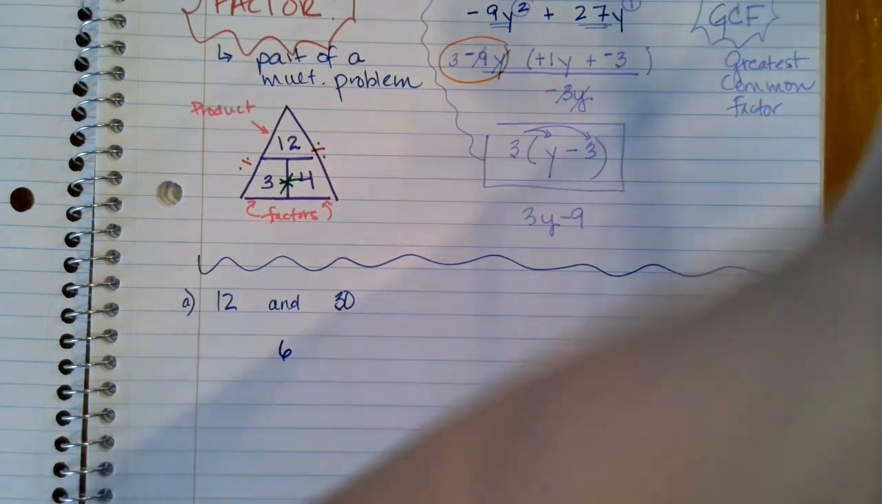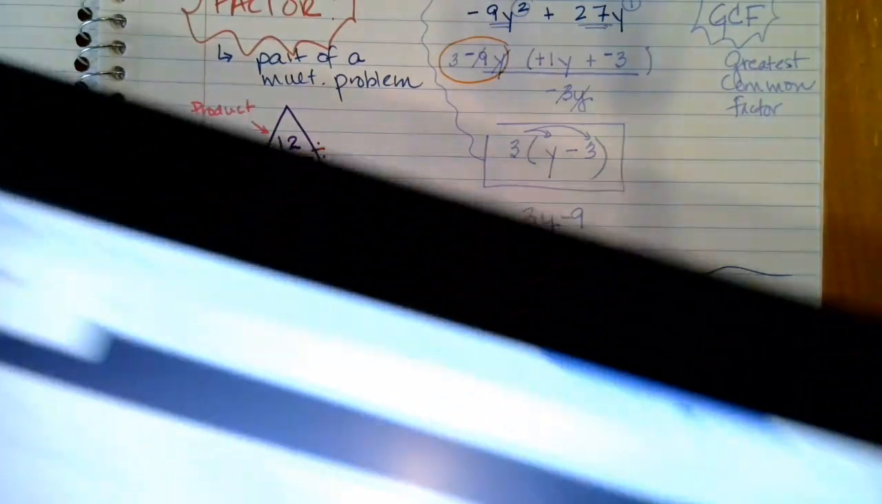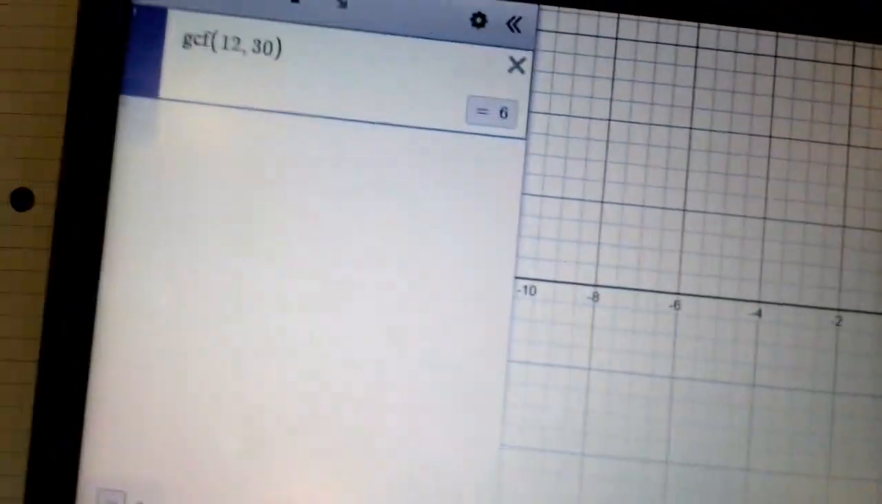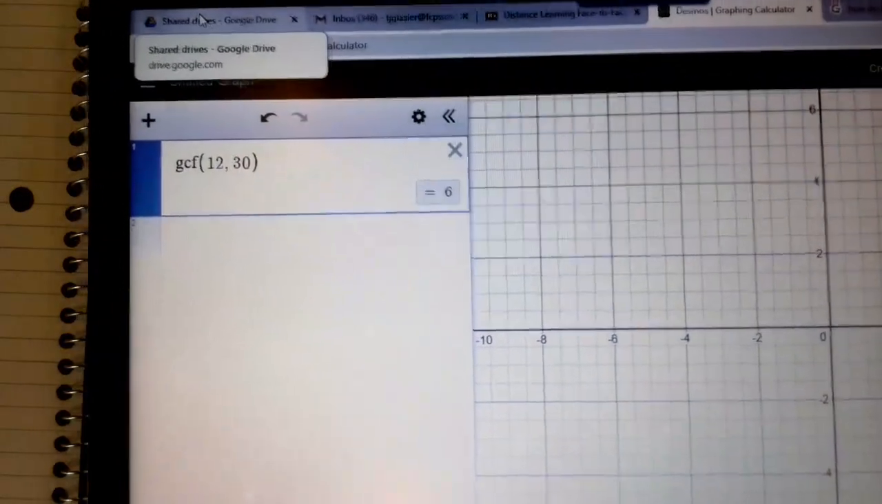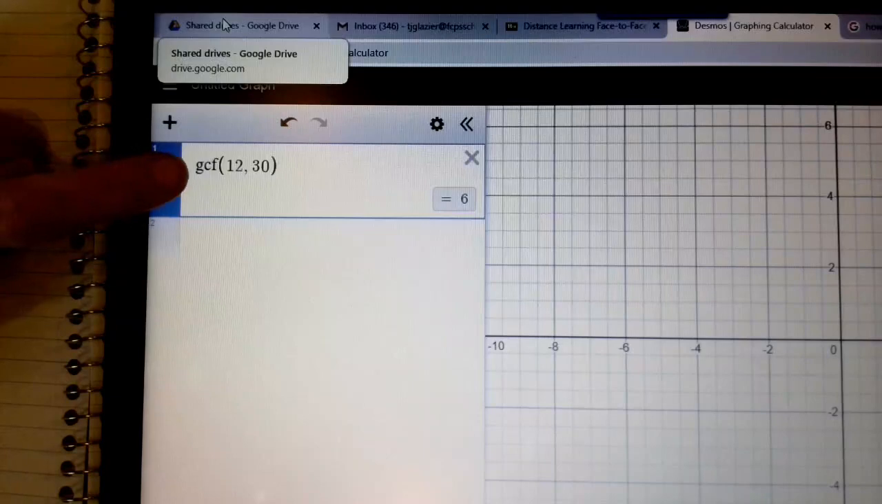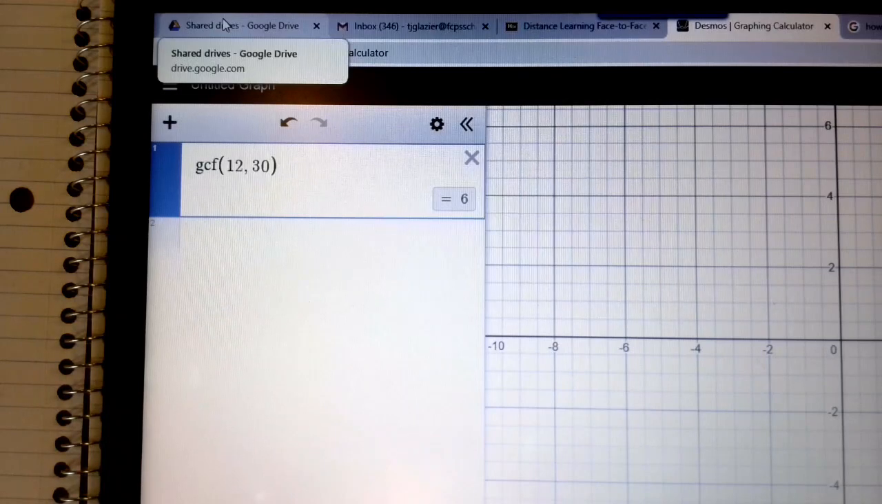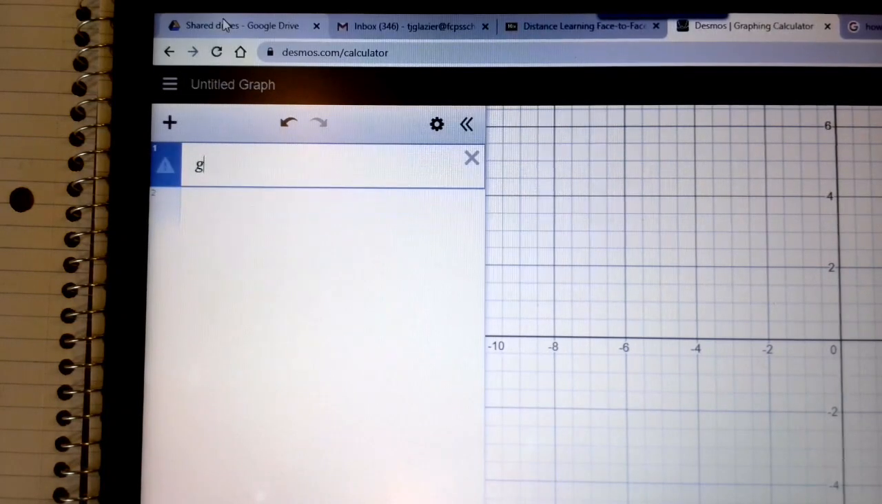And this is what I want to bring you and have you see what Desmos can do for you. So here's my screen with Desmos on it. And did you see, look, if I type in GCF of 12 and 30, it gives me that answer 6. All right, let's try some other numbers.